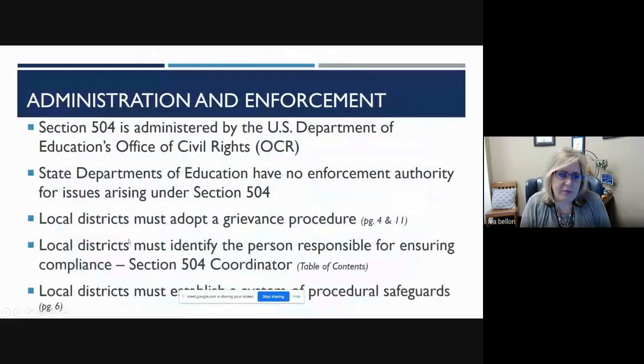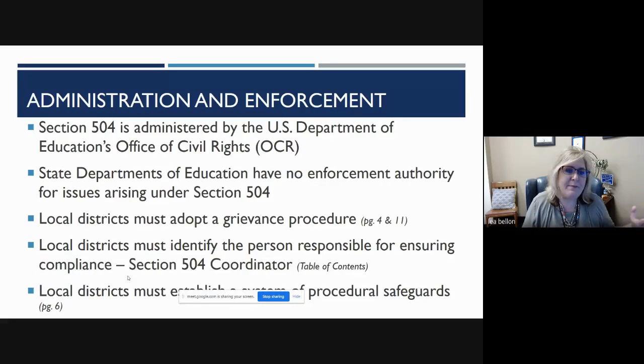We have procedures in place, and a lot of this is in the guide that we have, but I just want to go over with you page numbers where you can find this information. So the first one, obviously, it's important that you know that this falls under the U.S. Department of Education's Office of Civil Rights. There is actually no authority of the State Department of Education regarding 504s. And I think that is probably why in my 5 years in this department, we have only had one training from the State Department. So they pretty much stay out.